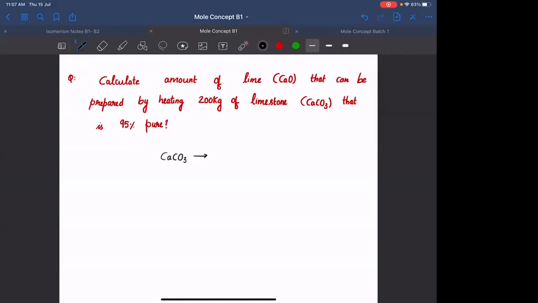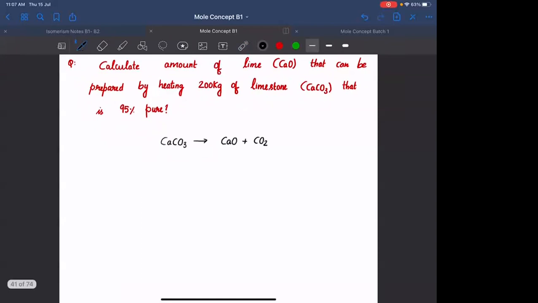CaCO3 gives rise to CaO plus CO2. I think it is already balanced. So if I take 1 mole of CaCO3, I will get 1 mole of CaO and 1 mole of CO2.